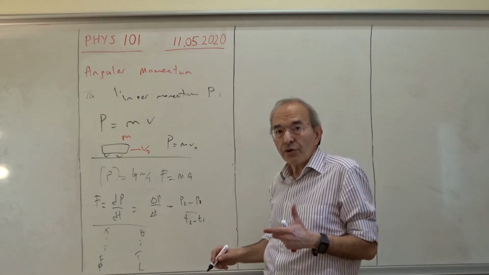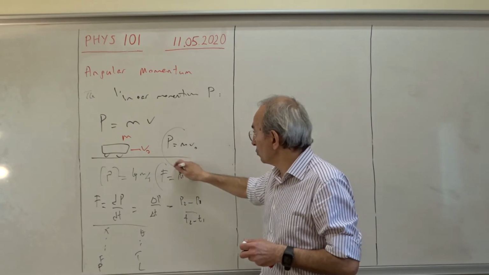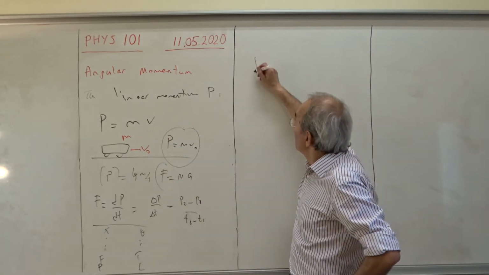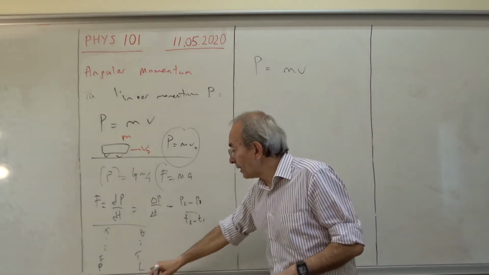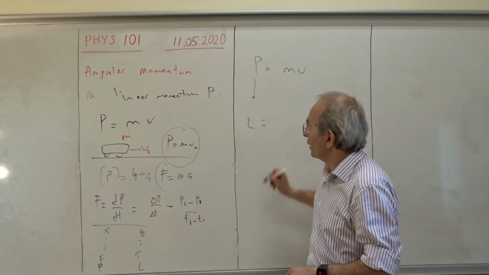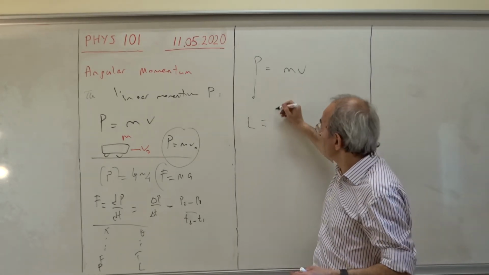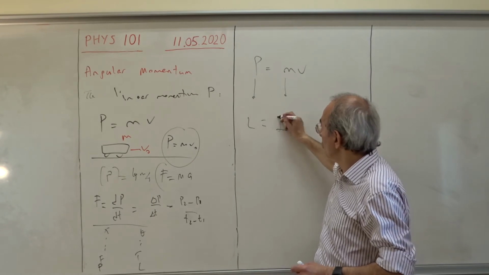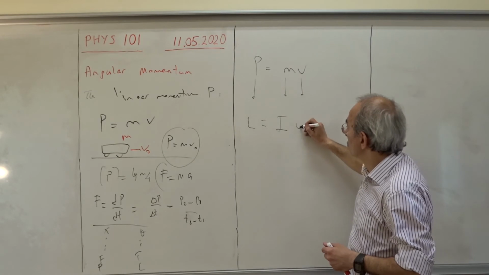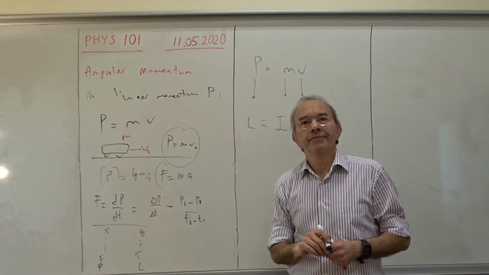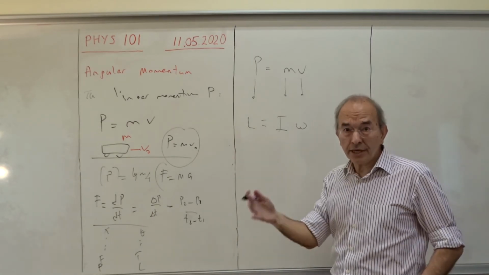And what do you expect for the equivalent? P is equal to mv in the linear case. So L is the quantity for angular motion. What does m correspond to? Rotational inertia I. And v corresponds to angular speed omega. So instead of P equals mv, we now have L equals I times omega.